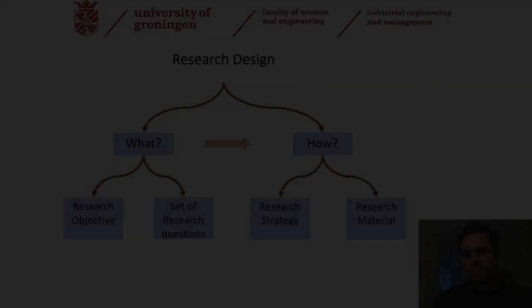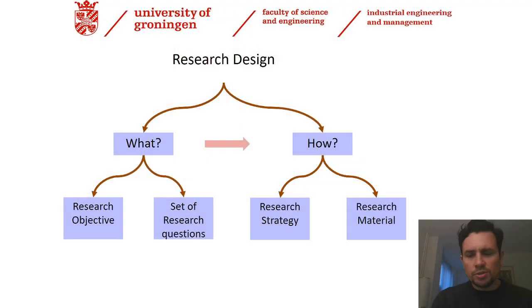Let's consider for a moment the following diagram. Our research design, the conceptualization and the technical research design, should answer both the what and the how questions. The what is provided by the research objective and the set of research questions, and also by the problem analysis and your problem statement, putting the problem in a problem context or system description with a tool of systems thinking, for instance. First the what and then the how, and in the how we aim for the research strategies and the research materials.